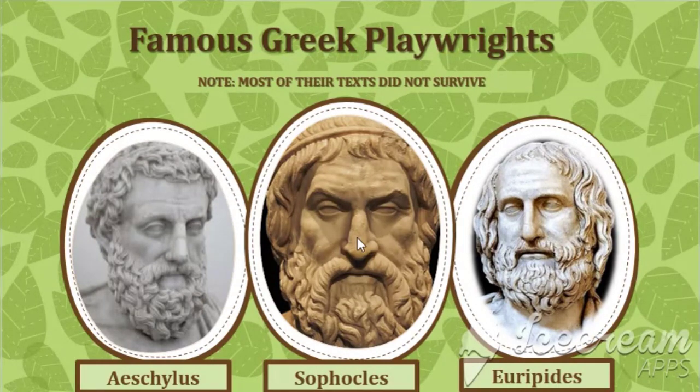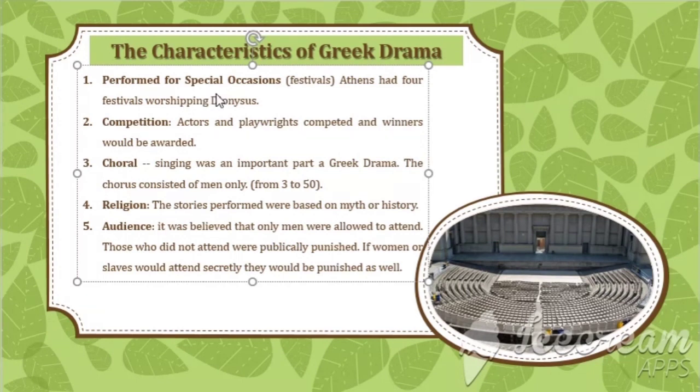Sophocles, this guy right here in the middle, also wrote many amazing Greek dramas and many plays. Also, not much of his work survived, but it was Oedipus Rex that managed to survive and which we'll be studying, of course. And we have here Euripides, who is also a famous Greek playwright, also wrote many different plays, but very few survived.